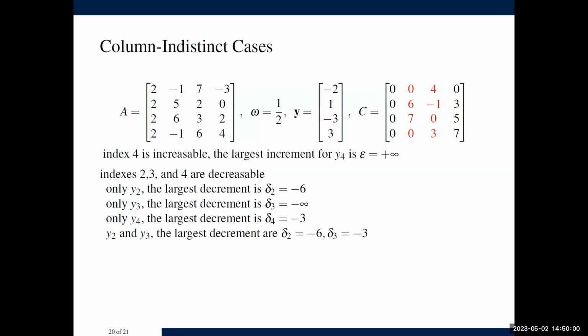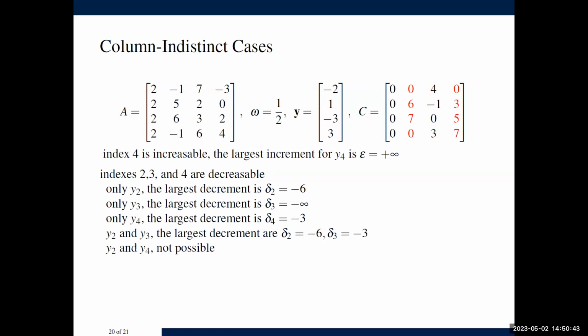Now, when we modify y2 and y3 at the same time, which are these 2 elements, 1 and 3, for the same reason we have the largest decrement for the second element of -6. Why? Because we already have -1 here. Now, when we decrease this column by -6, we already have this one negative, and this one is negative. That's why we have to choose either this one or this one. Then both of them cannot be negative. That's why the largest decrement is -3.